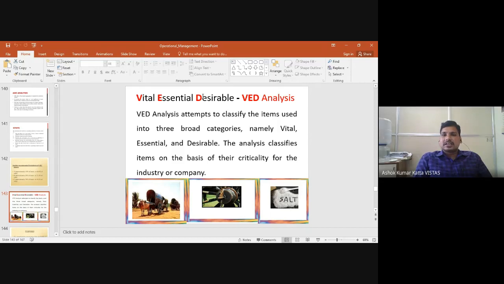Vital means these are very important for us. Essential, these are required for us. Desirable, if we have these things also with us, it is going to be like a fulfillment. Even during the lockdown time, we found that the government recognized the ambulance service, police department, and fresh vegetable sellers and permitted them to do their business, because these are vital and essential for every human being for sustaining their life.